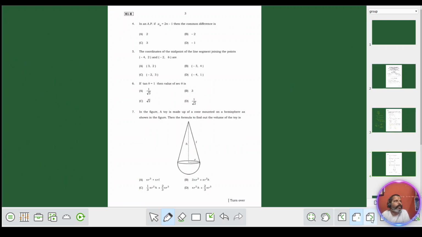Let's see the next question, the fourth one. In an AP, an is equal to 2n minus 1. What is the common difference? You have to find two terms, and the difference of them is the common difference. So a1 is 2 times 1 minus 1, which is 1. a2 is 2 times 2 minus 1, which is 3. Therefore, common difference is equal to a2 minus a1, that is 3 minus 1, that is 2. What is the answer here? A.